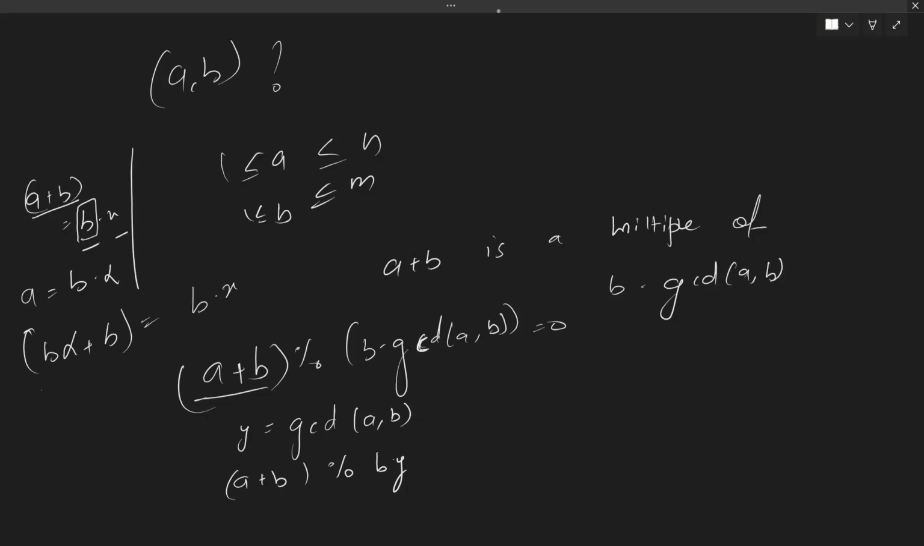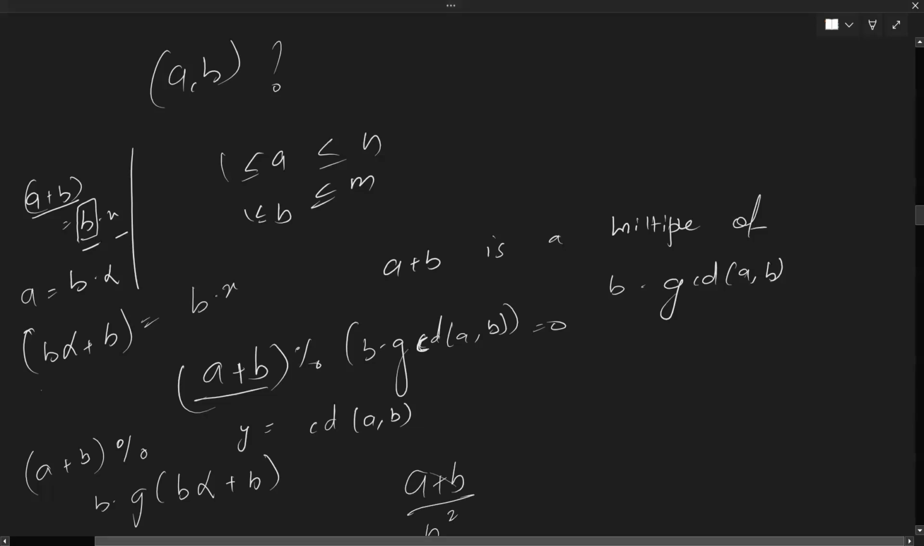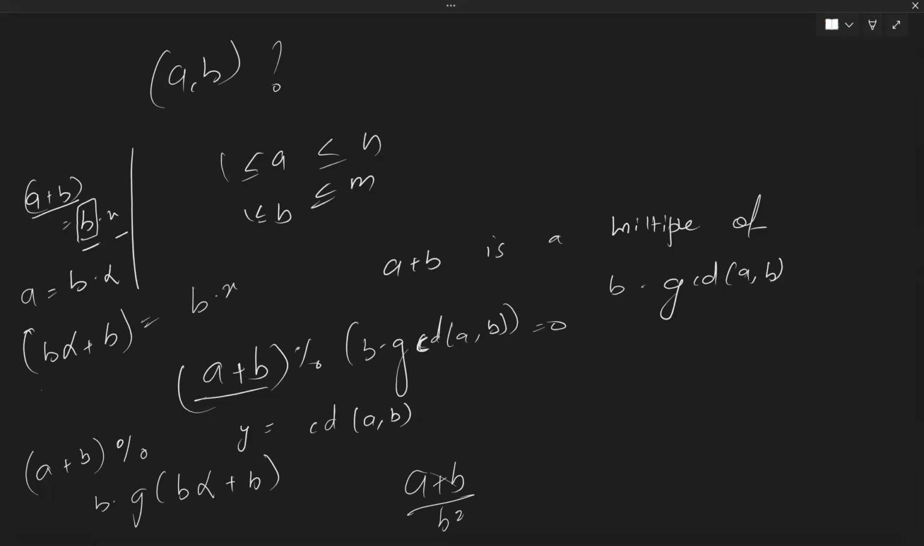And we already know that a plus b is divisible by b times gcd. Now the gcd, if I write this in the form b alpha plus b, the only common term here is b. So the greatest common divisor of these two will be b. So a plus b should be divisible by b square, right?